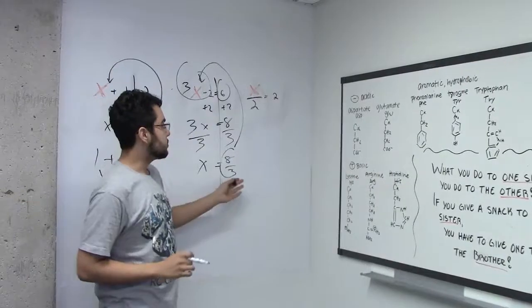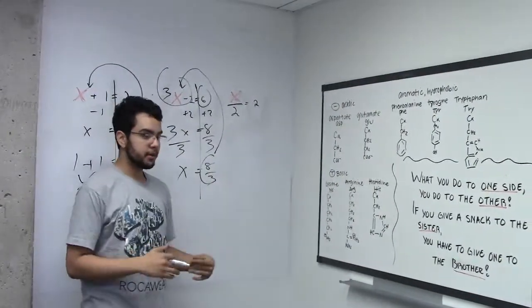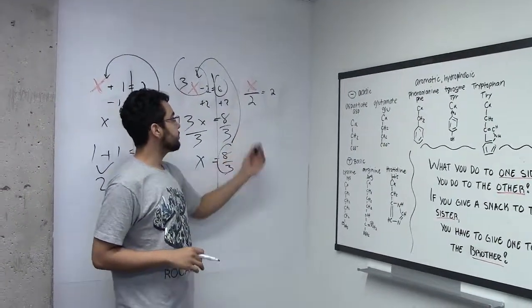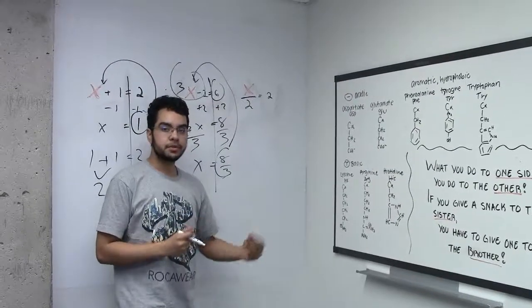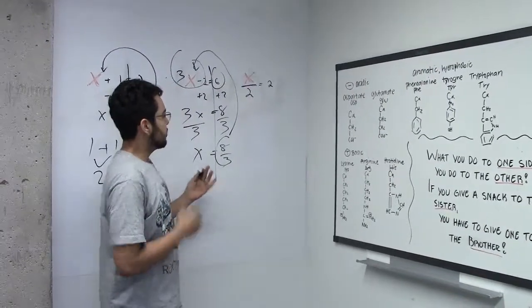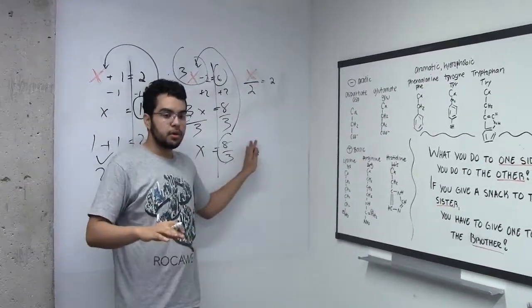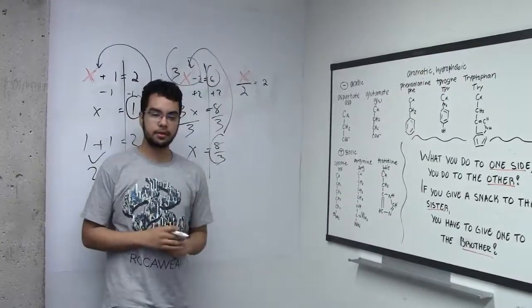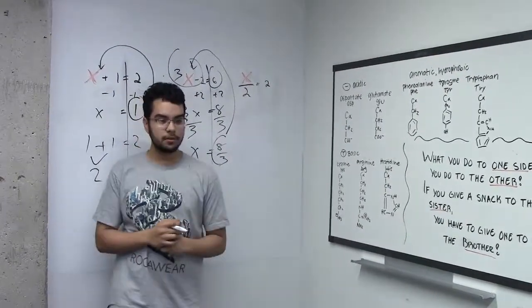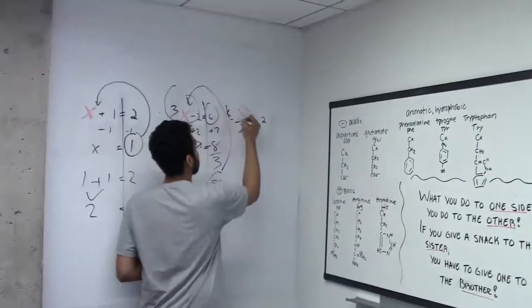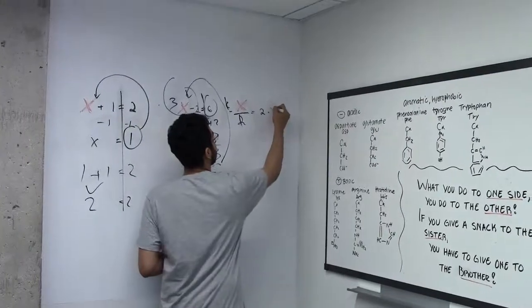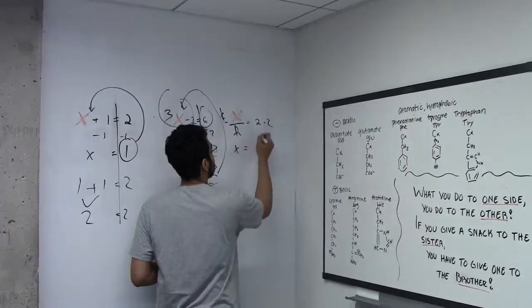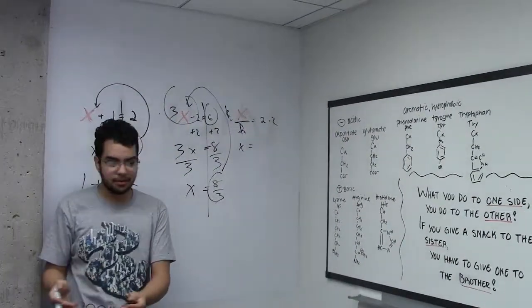X divided by 2 equals 2, so a variable divided by a number. It may seem harder at first, but it's pretty simple once you get the handle on it. So does anyone know what you would do in this situation? Multiply both sides by 2? Yes. So in multiplying both sides by 2, you would cancel these out, and then you would multiply that, so it would be x equals 2 times 2, which is 4.